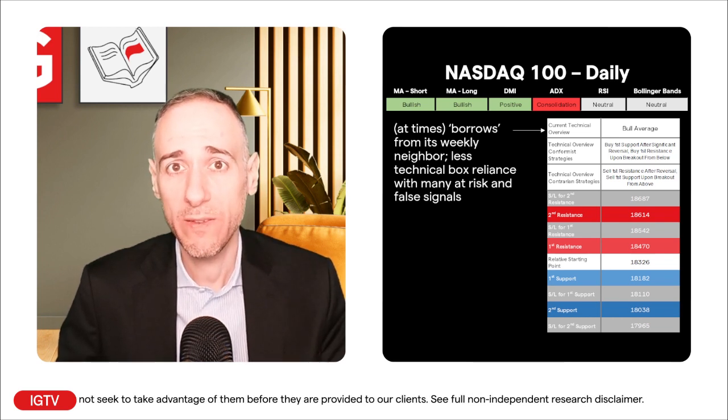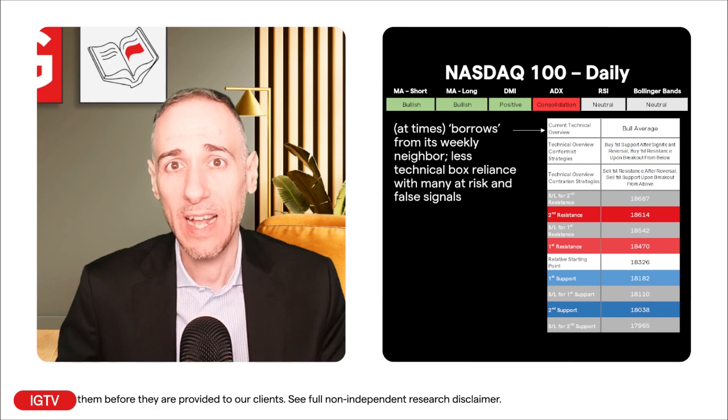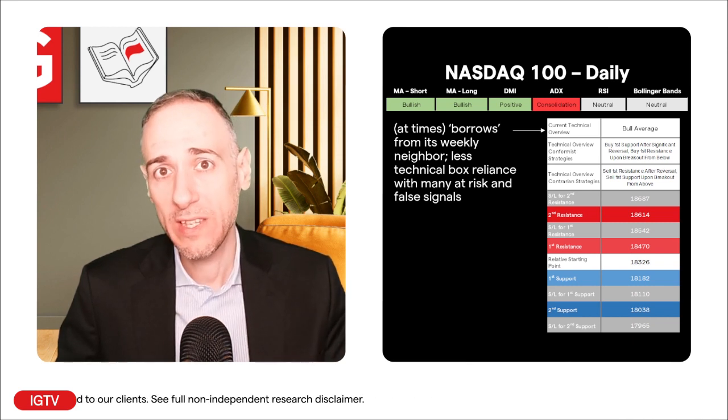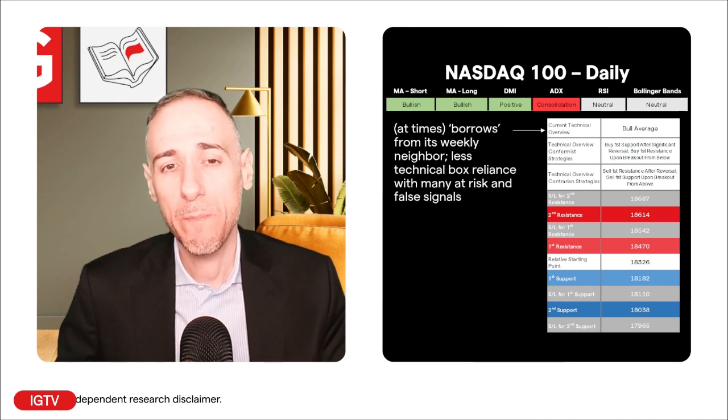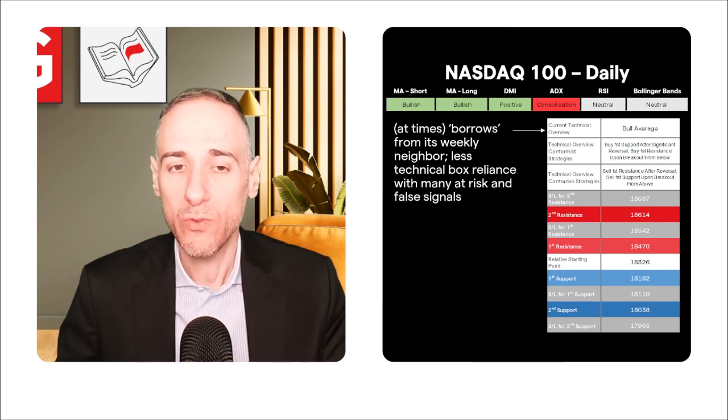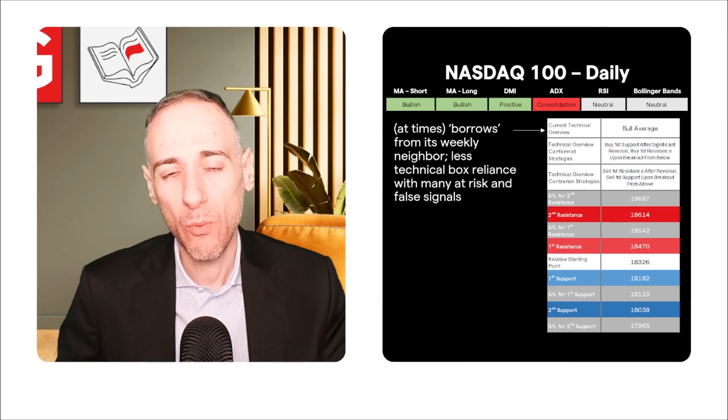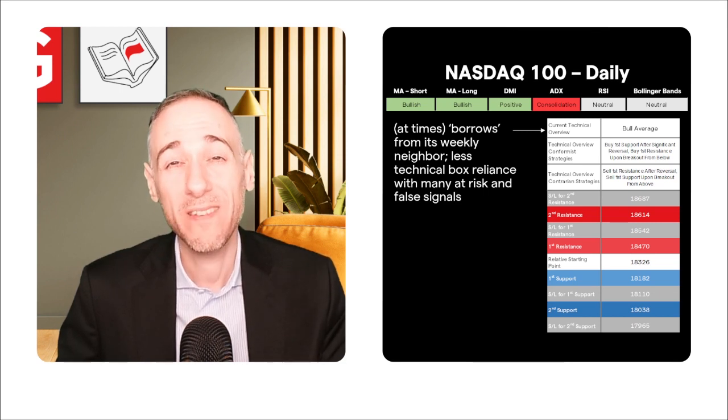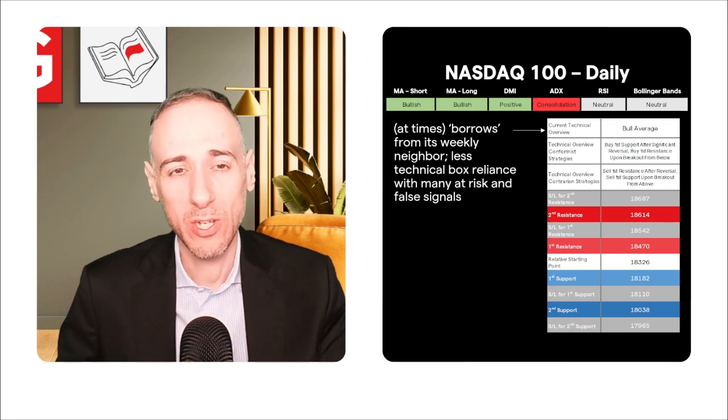Because when we had those pullbacks in price at the start of last week, before these consecutive gains, at the time the overview was still a bull average, but it was borrowing again from its weekly neighbor. And that meant that you're not relying as much on the technical boxes at times because they can shift with great ease on the daily time frame, right? It's very easy to get it beneath, especially on the at-risk ones like the Bollinger Bands and the MA short. Very, very easy. And you end up with a lot of false signals.